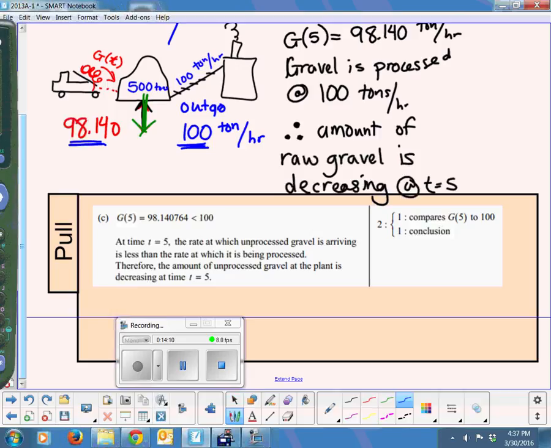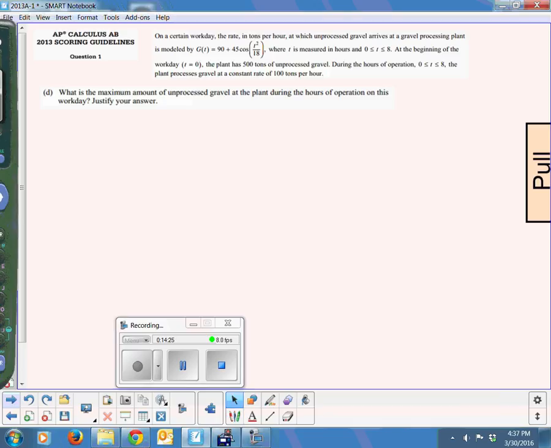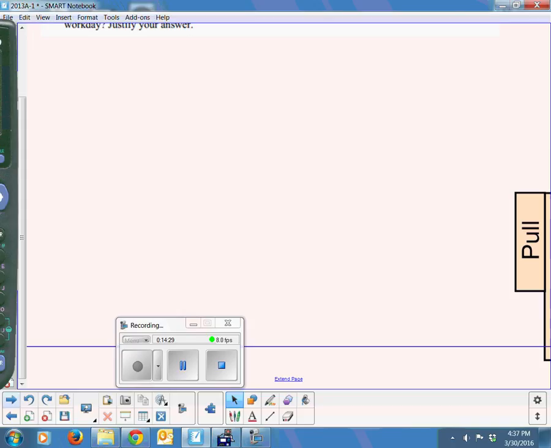We got a point for comparing G5 to 100 and a point for coming to the right conclusion. I'm probably writing a few words or something. And I think we just got our 2 points. Dang, we're up to 6 points already. Rock and roll. Let's go get 9. Boom. Number D. Wow. I'll hide that for a little.